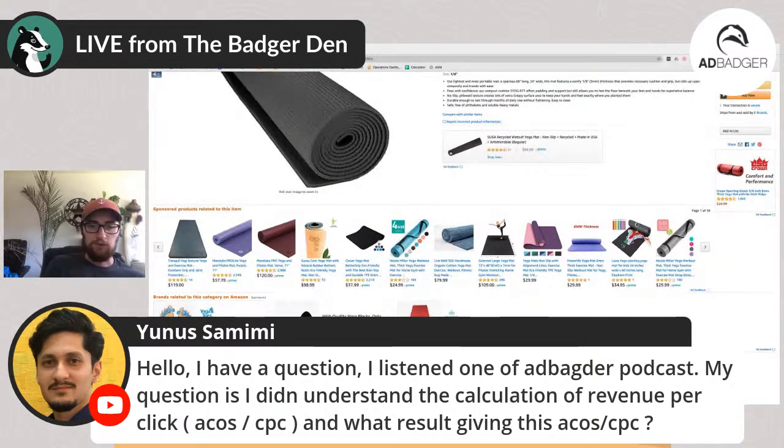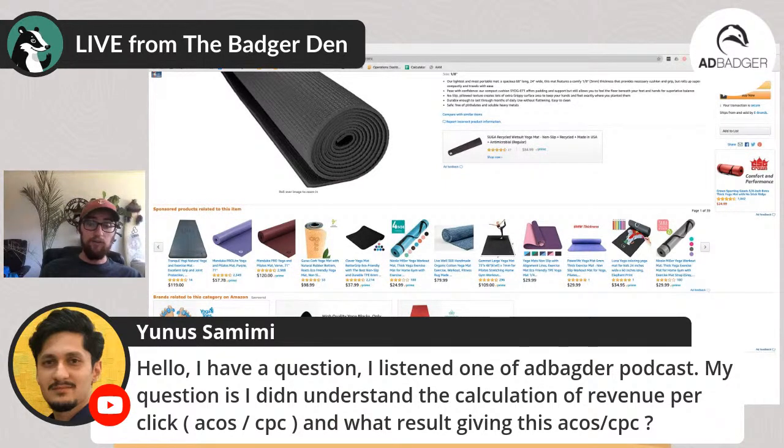ACoS divided by cost per click, actually, I think it's a little bit of a miscommunication there. We don't really do ACoS divided by cost per click for revenue per click. So for the ACoS, since it's ad cost of sales, it is ad spend divided by sales. So that gives you your ACoS. It's your ad spend divided by your sales is your ACoS. What we try to do is hit that ACoS with every single click.